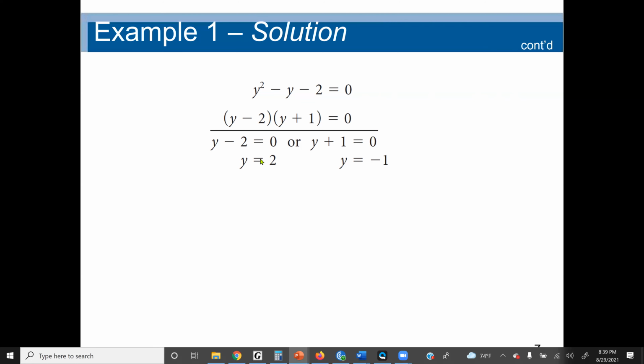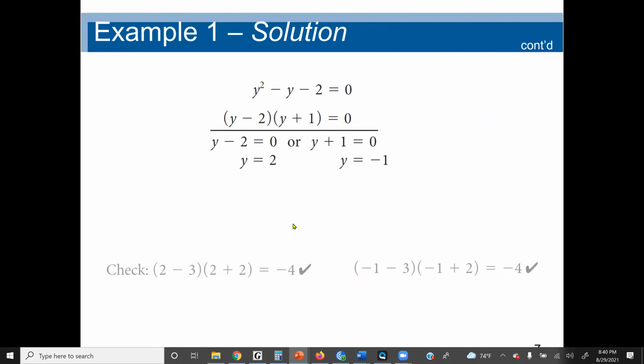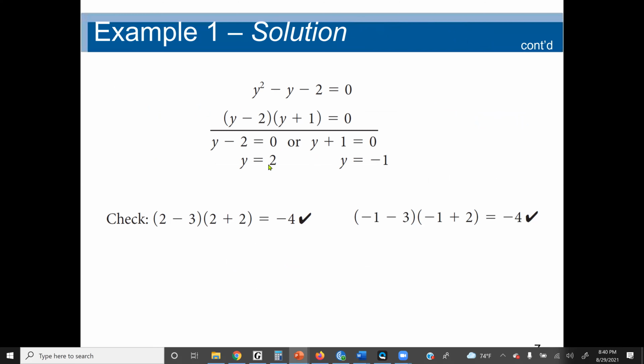Now we can plug the 2 and the -1 into our equation, and we should get the zeros again by checking. So that's what we did here. And we go to the original equation. This is our original equation. So we plug the values for y. When we plug 2, we get -4. When we plug -1 and -1, we also get -4.